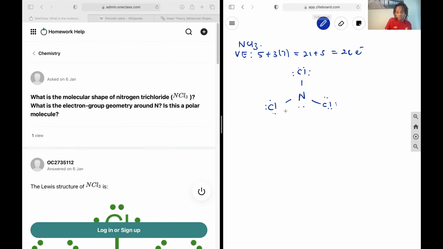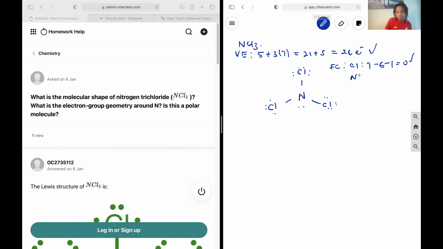All of our octets, my apologies. 2, 4, 6, 8, 10, 12, 14, 16, 18, 20, 22, 24, 26. All of our valence electrons are accounted for. Double check on our formal charges. Chlorine, we have 7 minus 6 because of the lone pairs, minus 1 because it has 1 electron in this bond. That's going to give us 0.